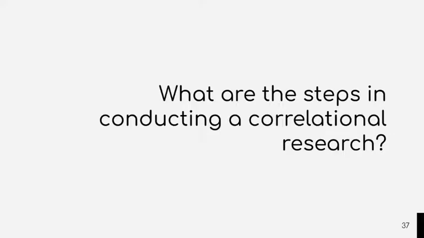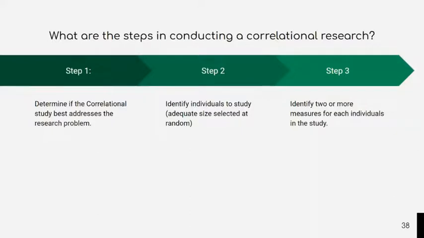There are 6 steps that we can use in conducting correlational research. We will be going into detail on all the steps, as well as looking at them much more clearly. Okay, so we move to step number 1. Step number 1 is to determine if a correlational study best addresses the research problem.